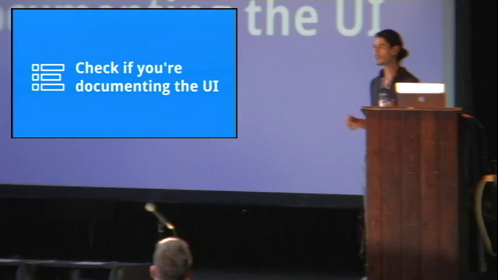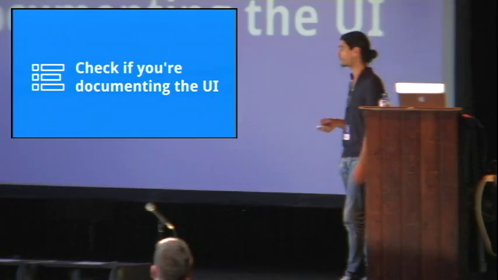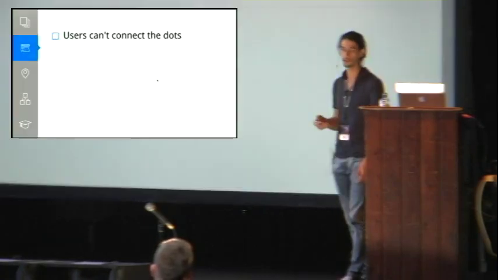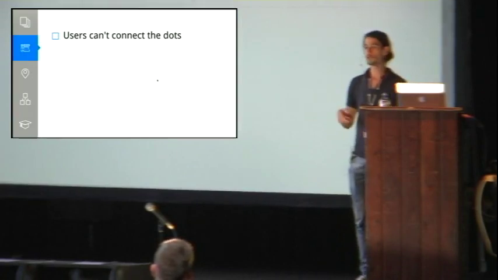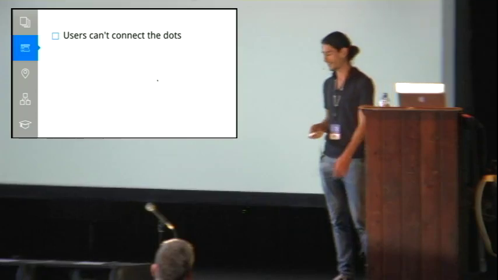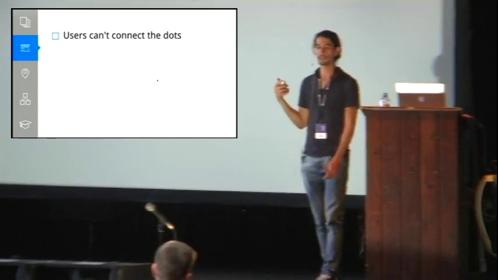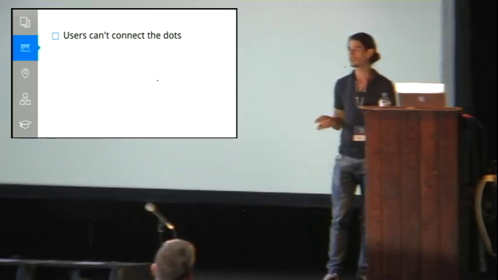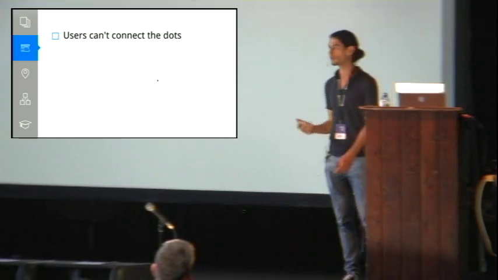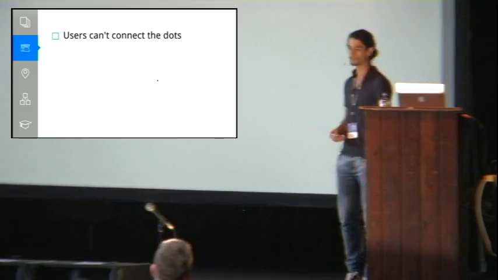And so let me just run you through a quick checklist to validate if you're documenting UI or not. The first is that your users can't connect the dots, and the funny thing here is that you can't learn this just by looking into Google Analytics. You really need to sit down with your users and customers to learn this.